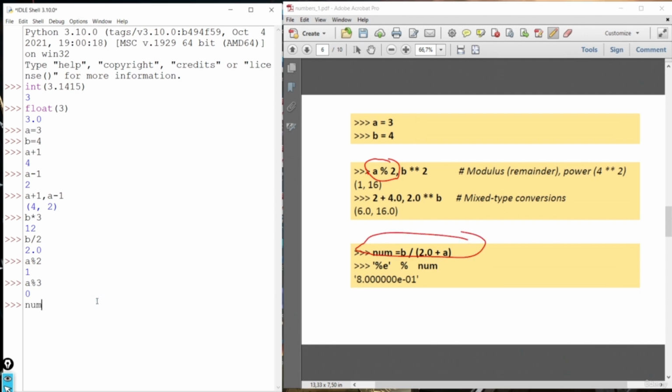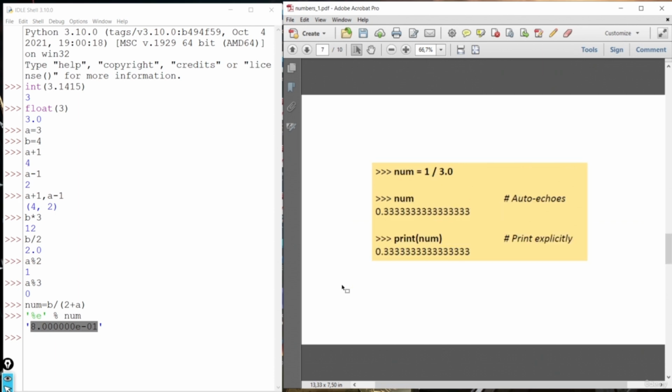Number equals b divided by 2 plus a, and then I display the result using scientific notation. Okay, the result is 0.8 displayed in scientific notation. Okay, let's see the other slide.